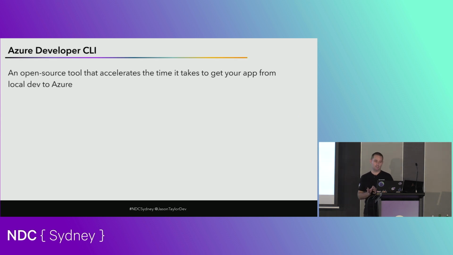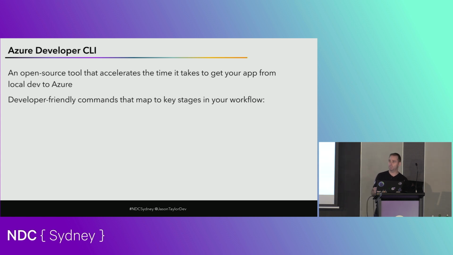So the Azure Developer CLI is an open source tool that accelerates the time it takes to get your app from code to cloud. It includes a range of developer-friendly commands that map to key stages of your workflow. This includes init. If you run azd init, it will initialize a new application in the current directory. That can actually be an existing code base. And when you run azd init, you can choose a template. So it could be an empty folder or it could be an existing code base. You can make an existing application azd compatible with azd init, or you can grab a template, say for a React application, and use that.